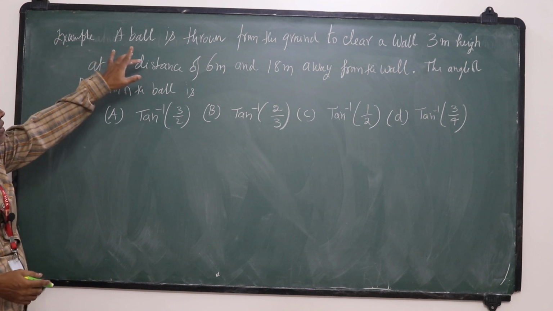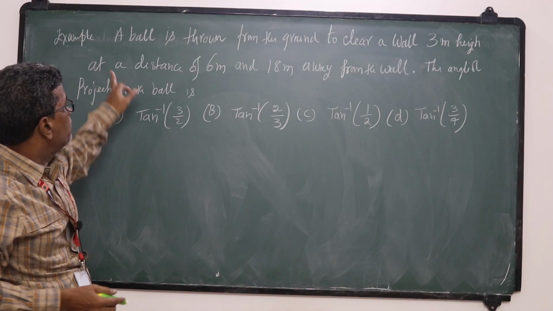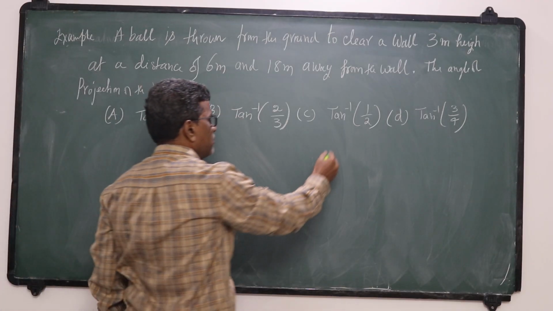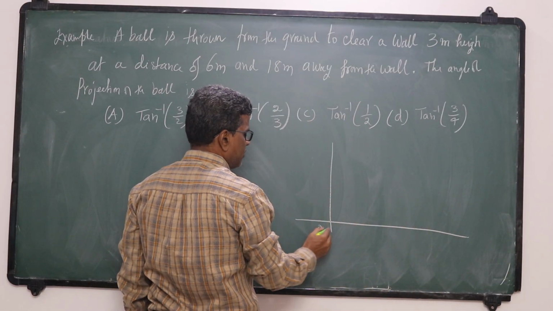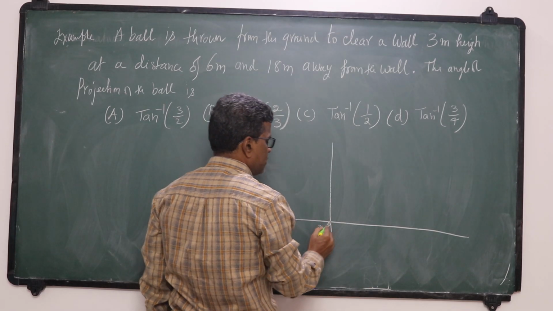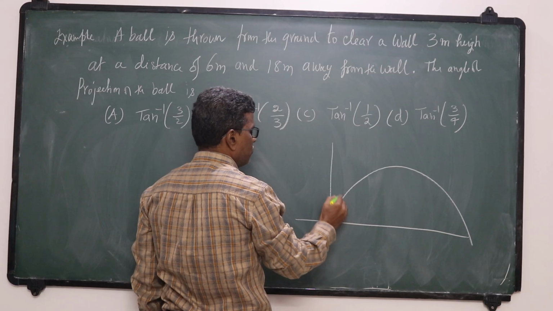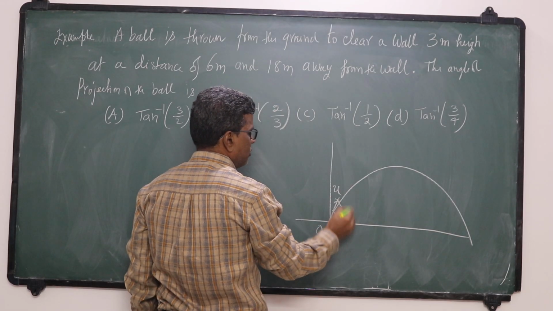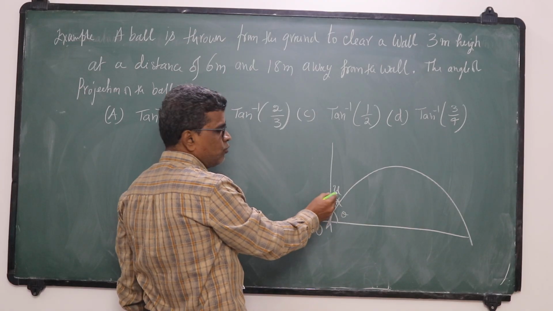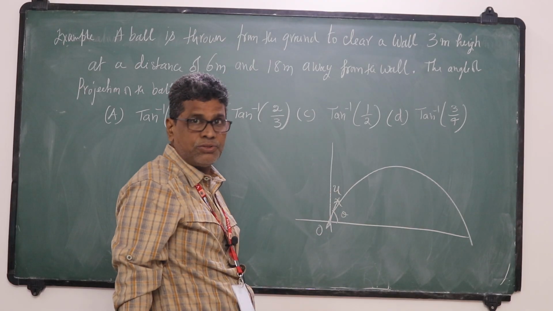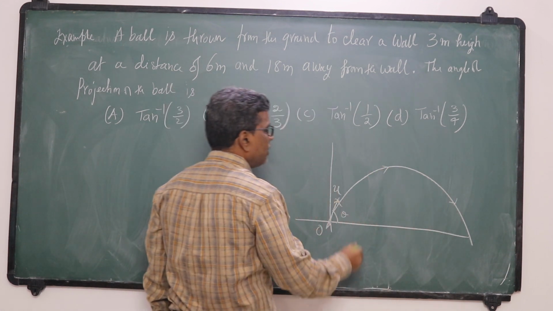A ball is thrown from the ground to clear a wall 3 meters high at a distance of 6 meters. See, there is a wall. It is the point of projection. So you project a ball. With what angle is it projected? We don't know. With what initial velocity? We don't know. Let theta be the angle of projection and U be the initial velocity. We don't know these two values. So this is the projectile. It travels like this.